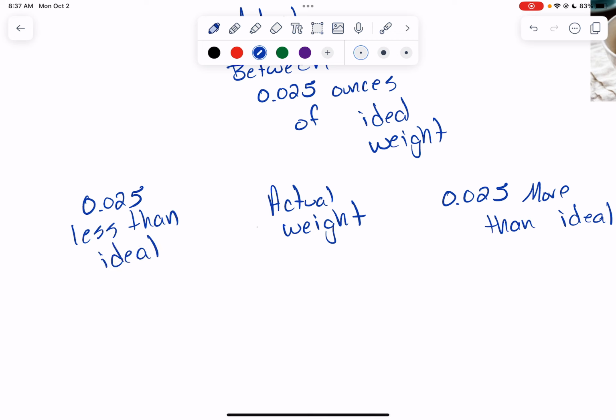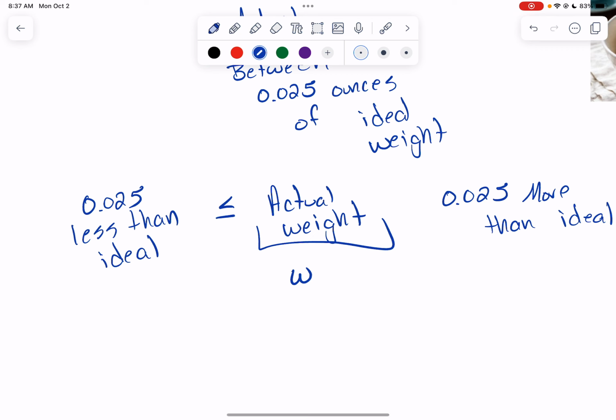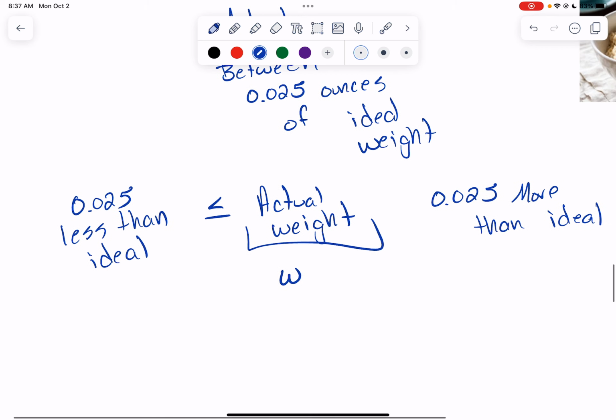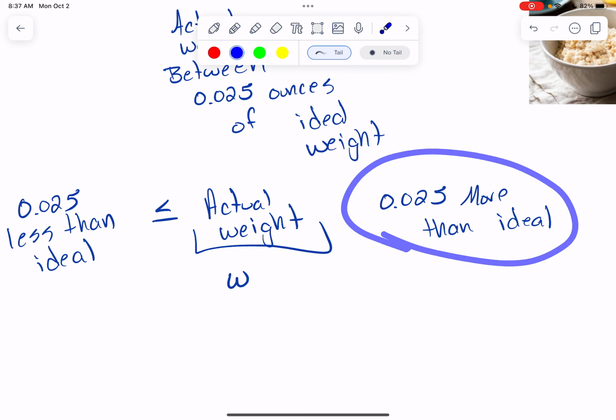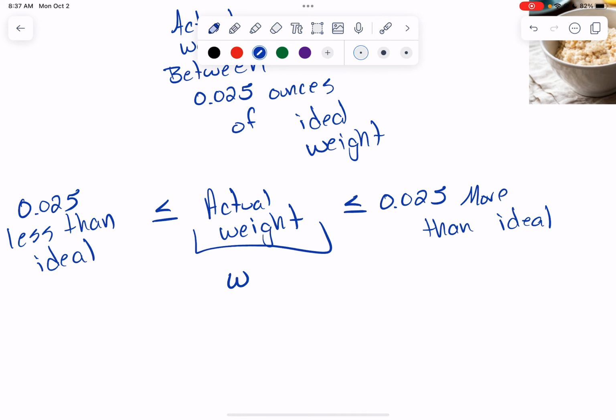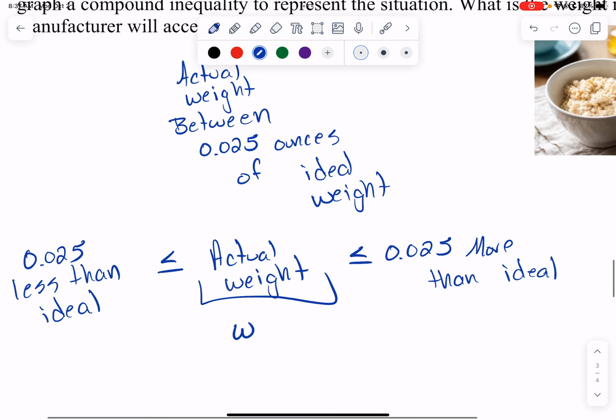Okay, so the actual weight W, for between, if it's less than ideal, this is going to be smaller than the actual weight. So this would be a less than, or it could be equal to. It could be exactly that. And this one would actually be more than the actual weight, so it would be a less than or equal to. So my actual weight W needs to be 0.025 less than ideal.